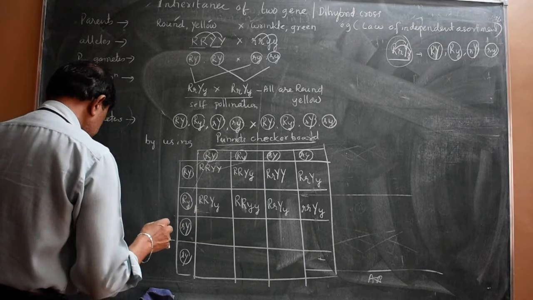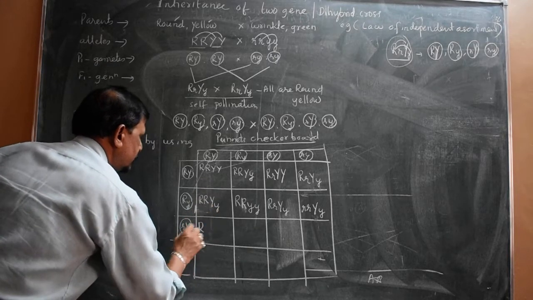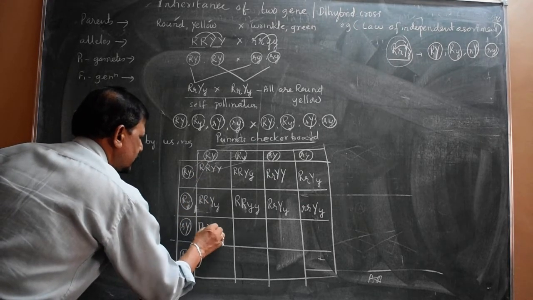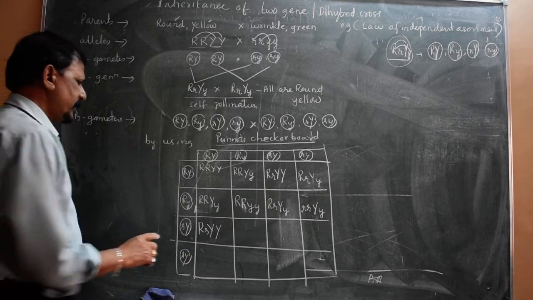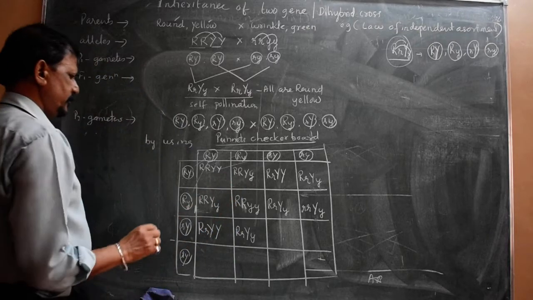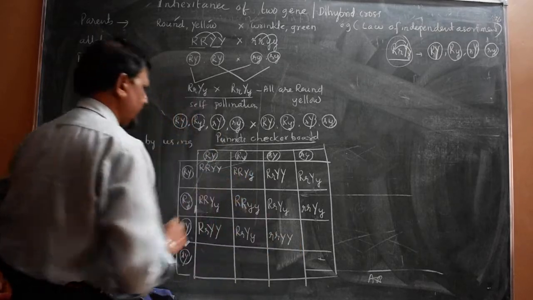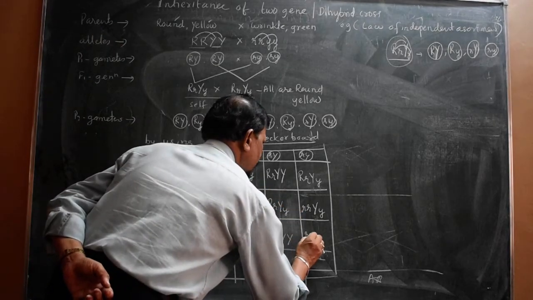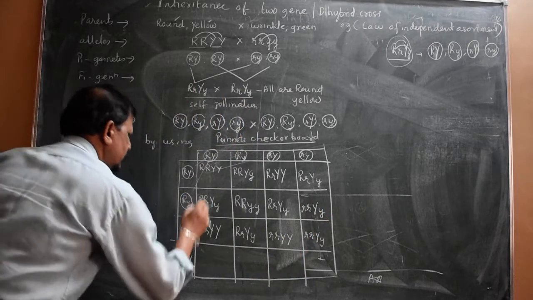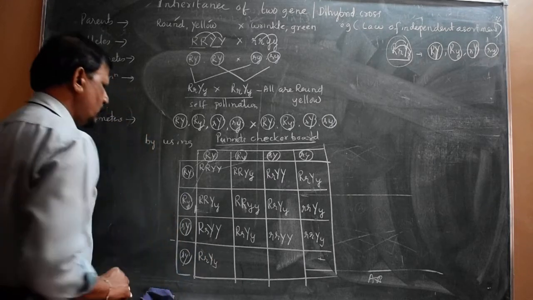Next we see, next what happened? Next one is capital R, small r, capital Y. Next, capital R, small r, capital Y, small y. Next, small r, capital Y. Next, small r, capital Y, small y. And last, capital R, small r, capital Y, small y.